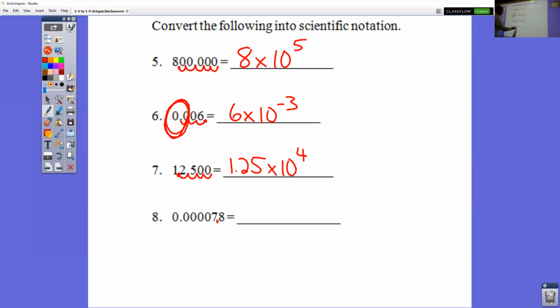In question number 8, put a decimal point in between the 7 and the 8. So we have 7.8 times 10. 1, 2, 3, 4, 5 places to get back to the original decimal point. So we have an exponent of a negative 5. Again, it's a negative 5 because we started off with 0 point.